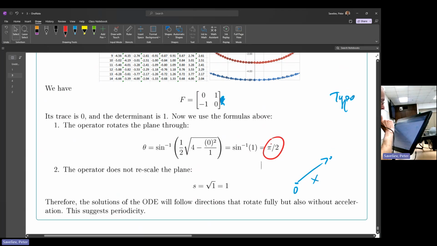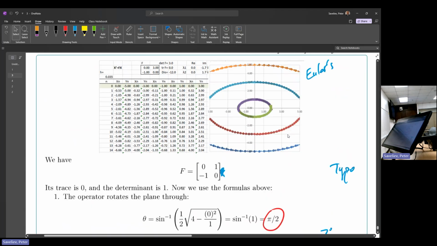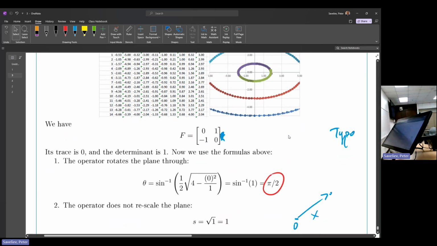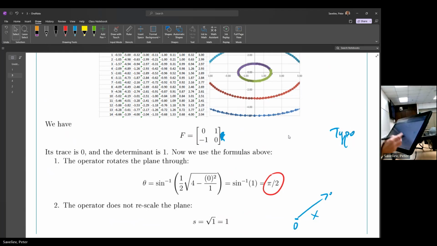It doesn't seem to match what I have here. I think it should be sine of 1 pi over 2. Why does my Euler go this way? No, it is. Which way is it going? It is going clockwise. Yeah. Okay. Pi over 2 clockwise. So the rotation seems to be in the wrong direction.